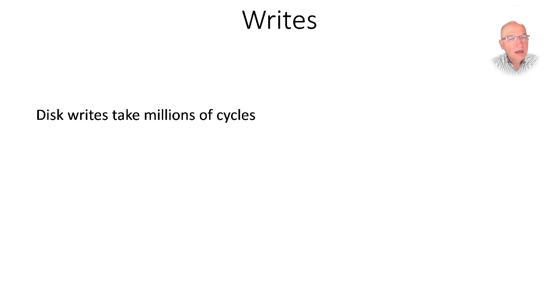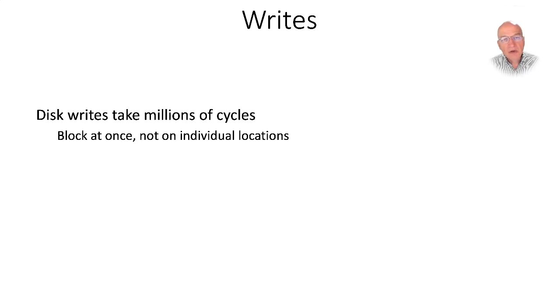Let's talk about writes now. If I try to do a write to the disk, it's going to take millions of cycles. So what we're going to do is block on pages, not on the individual locations for the write. If we try to do a write-through for memory, virtual memory is impractical. I cannot, for every write that the processor does to the memory, do a write to the disk.